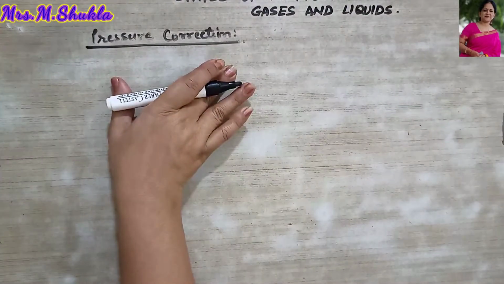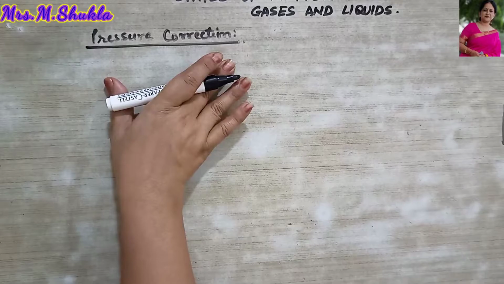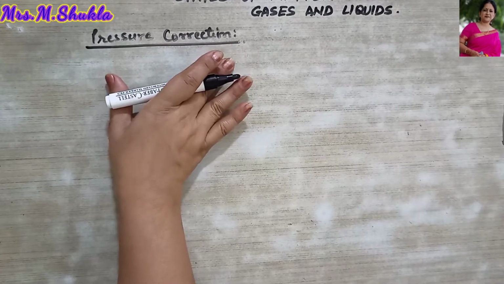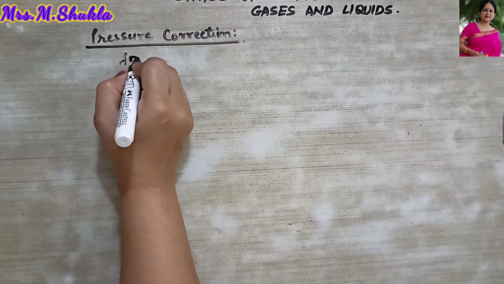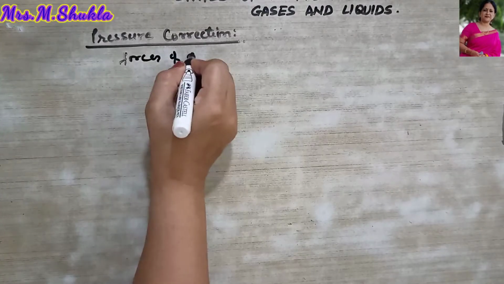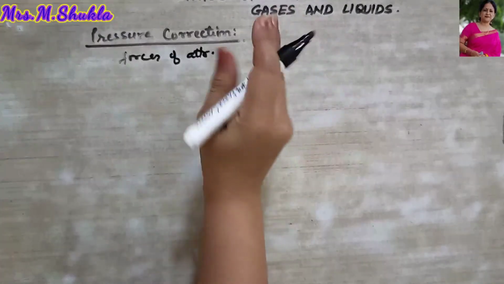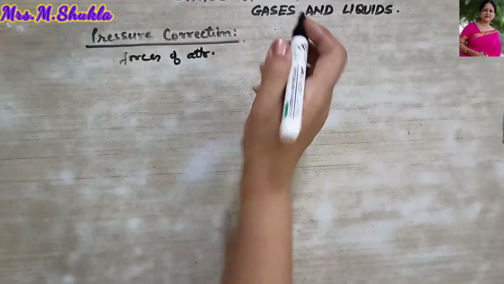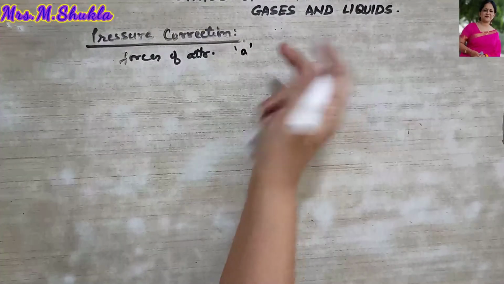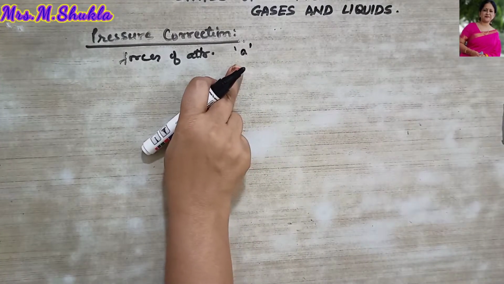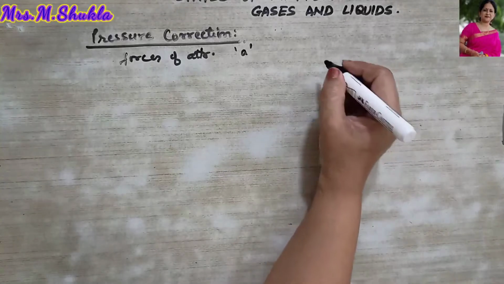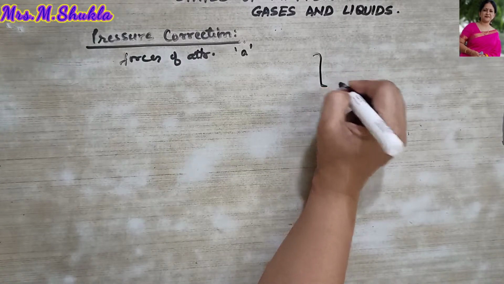Let us understand pressure correction. Here the correction was made due to what? Forces of attraction. So which van der Waals constant are we going to talk about here? We are going to talk about a. Right? So let us consider a gas in a beaker.